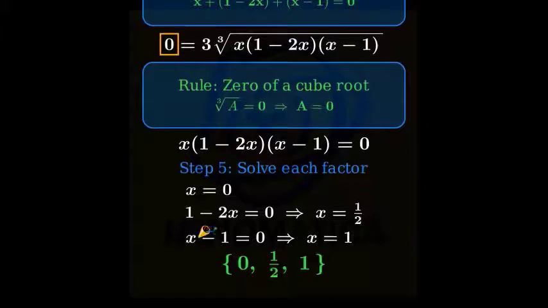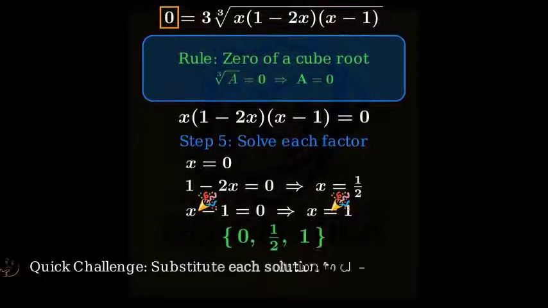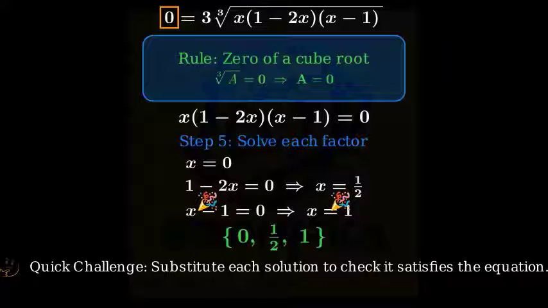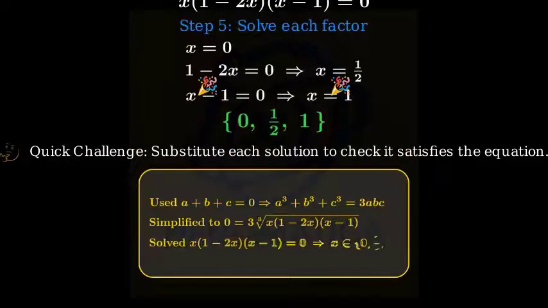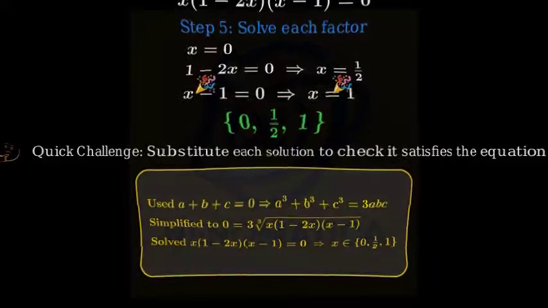Final step. Collect the solutions. The solution set is left brace 0, 1/2, and 1 right brace. Great work! Quick challenge. Verify each solution by direct substitution into the original equation. Summary. We used the sum of cubes identity with a plus b plus c equals 0, simplified to obtain a product inside a cube root, and solved each factor to get 3 real solutions. Practice this identity with other cube root sums.